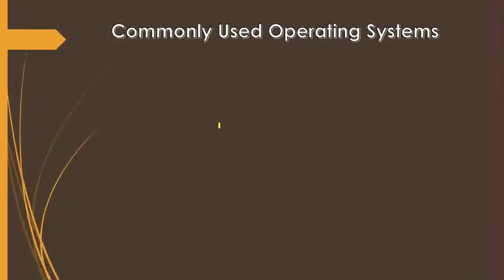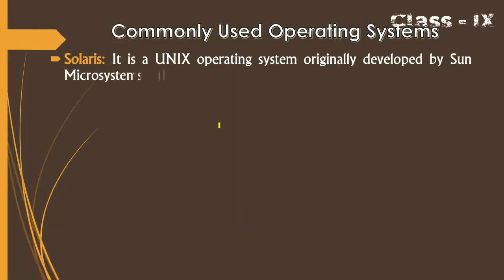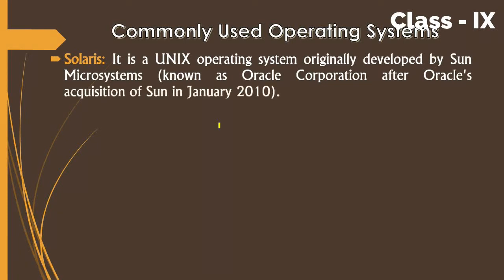After Windows, another is Solaris. It is a Unix operating system only, originally developed by Sun Microsystems, known as Oracle Corporation after Oracle's acquisition of Sun in January 2010. So Solaris was an operating system to operate the computer. Who developed it? Sun Microsystems, known as Oracle Corporation.